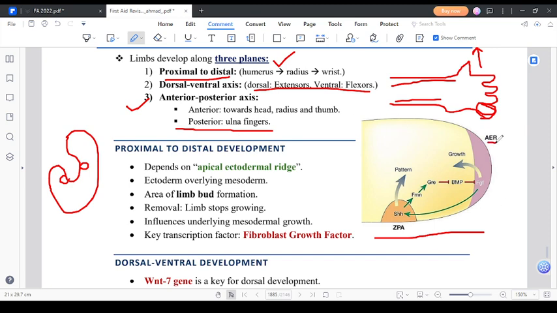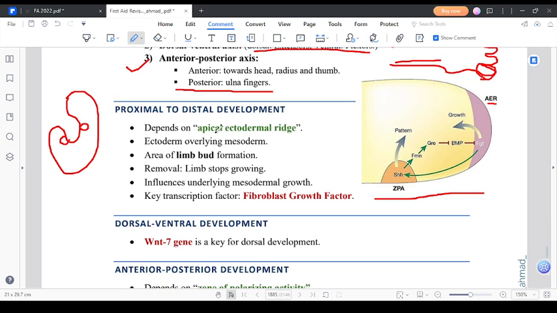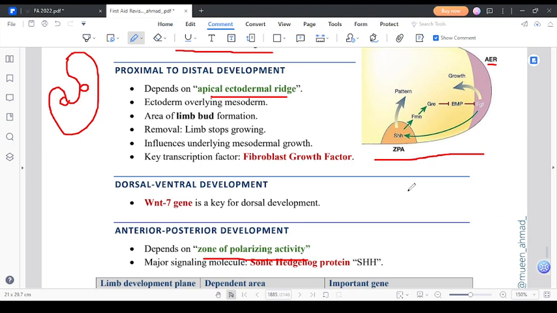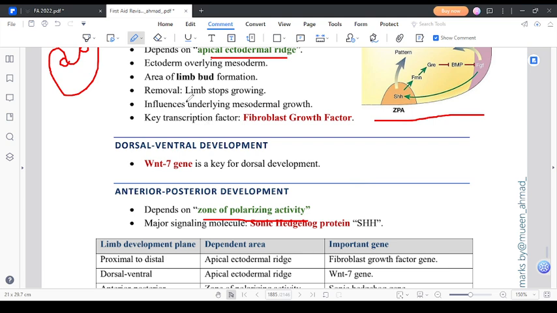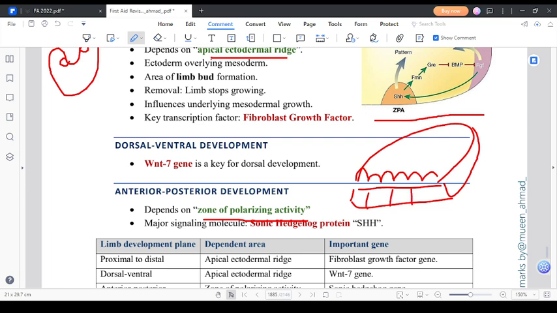The AER, or the purple zone, is the apical ectodermal ridge, because we know that whenever there is development, I will try to make it with three colors. If you have listened to Dr. Najib's lectures, it will be clear for you. Suppose that here we have a cut section of the embryo which looks something like this, and here is the yolk sac, and it comes like this.